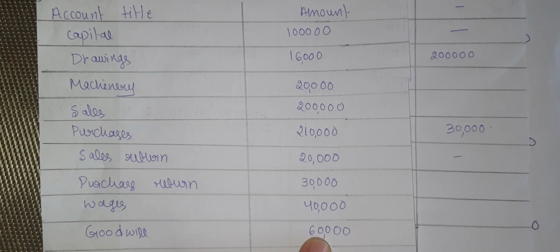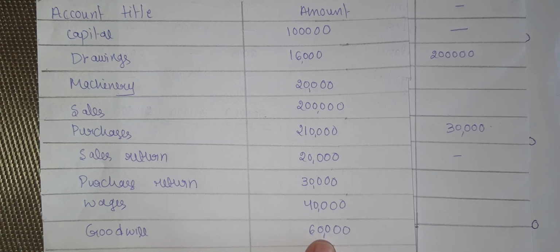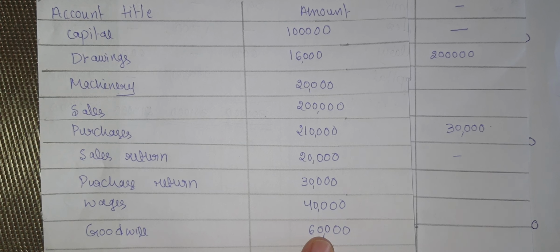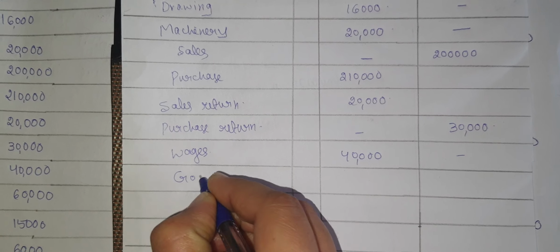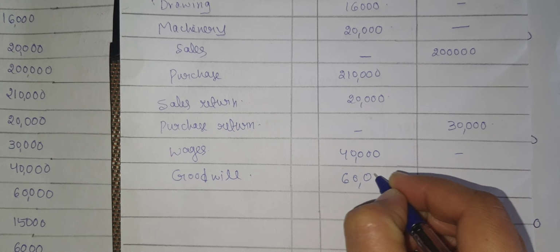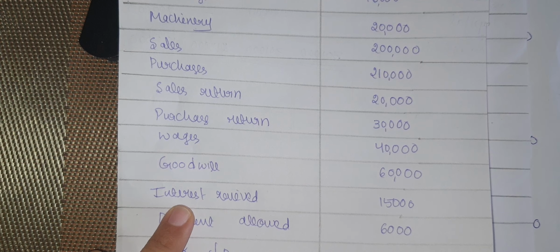And next one is goodwill. Goodwill, that is rupees 60,000. Goodwill is an intangible asset. All assets will come in the debit side. So goodwill, that is rupees 60,000.